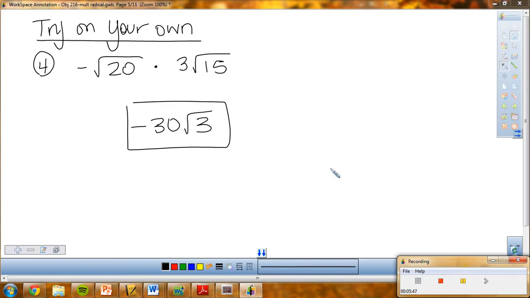So you should have gotten negative 30 root 3. I would have recommended simplifying the 20 first, then multiplying the outside. Technically this negative is like a negative 1, so make sure you don't lose the negative. Multiply the outside, multiply the inside, and you should have gotten negative 30 root 3. If you didn't, double check your work and come ready with questions.